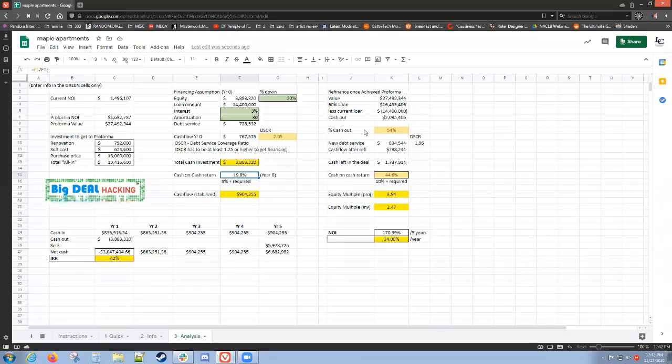Yes, on the cash out percent here on the right, that is telling us that if we refinance this property after stabilizing it at the pro forma value that we think we can get, we will get half the cash out of it that we invested in the deal. So that means that we can use that money to go on and start another project somewhere else. You do not have to refinance, but it is there if you've got another project that you're looking for.